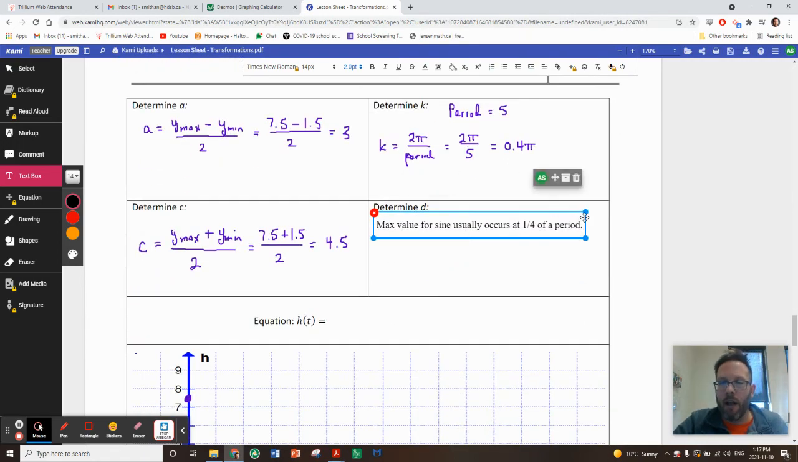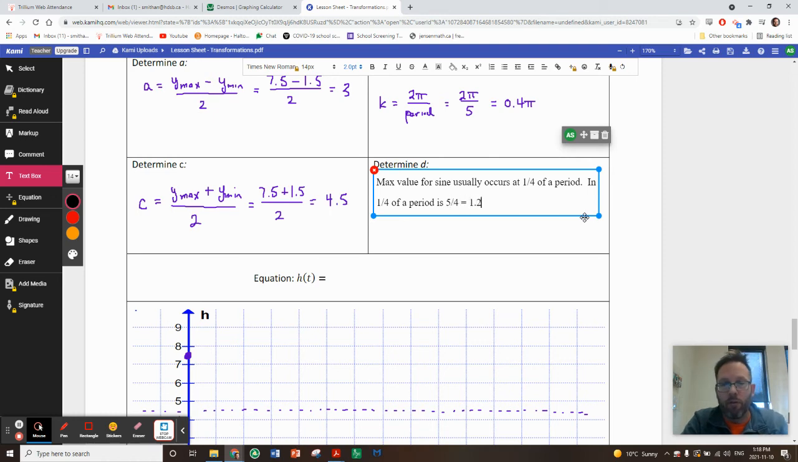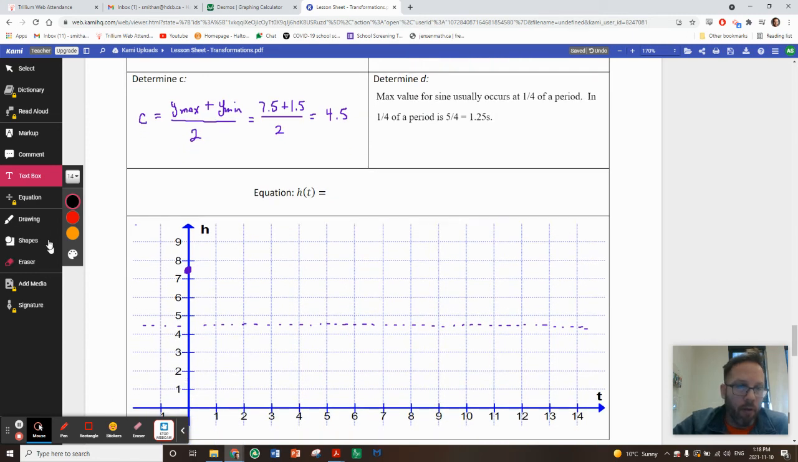So the max value for sine normally occurs at 1/4 of a period. And so in this case, 1/4 of a period is 5 divided by 4, which is 1.25 seconds. So normally what we would expect to see is our maximum. I'm just going to draw this in there. Normally, we'd have a maximum at 1.25 seconds.